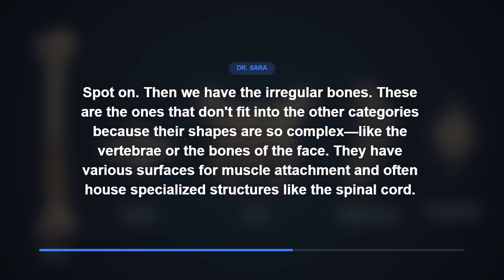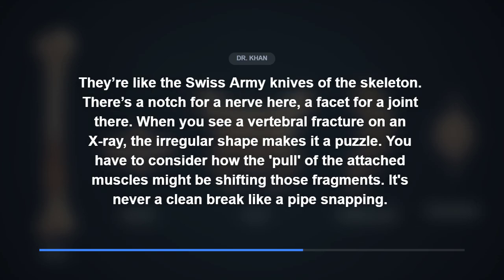Spot on. Then we have the irregular bones. These are the ones that don't fit into the other categories because their shapes are so complex, like the vertebrae or the bones of the face. They have various surfaces for muscle attachment and often house specialized structures like the spinal cord. They're like the Swiss Army knives of the skeleton. There's a notch for a nerve here, a facet for a joint there.